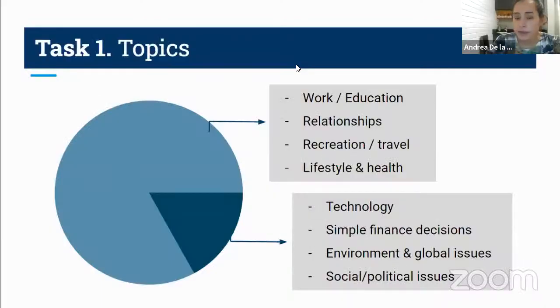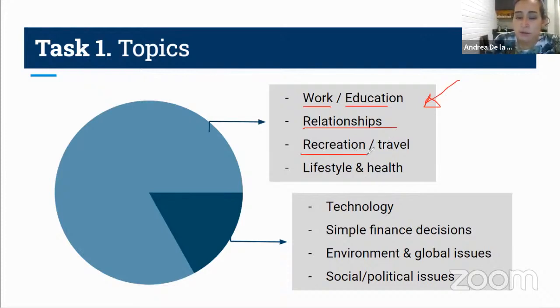Now, when I was telling you these are going to be about everyday topics, these are usually the ones that you get. As you can see, about 75% of the time, you get one of these, the one that you have in this box. They are going to ask you about work, about education. So that is academic life, high school, college. They're going to ask you about relationships. So it could be relationships with friends, romantic relationships, relationships with family members.